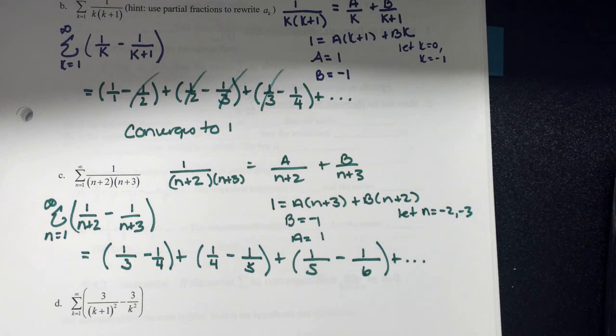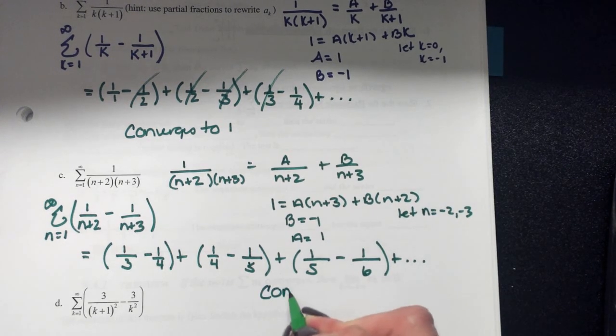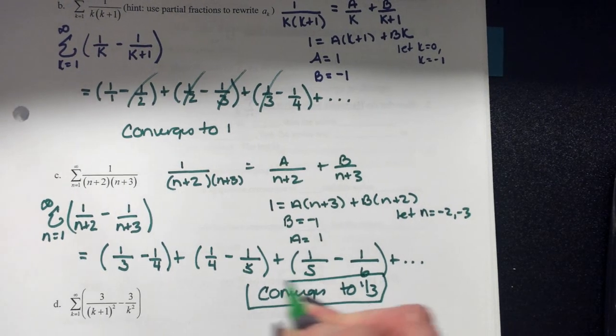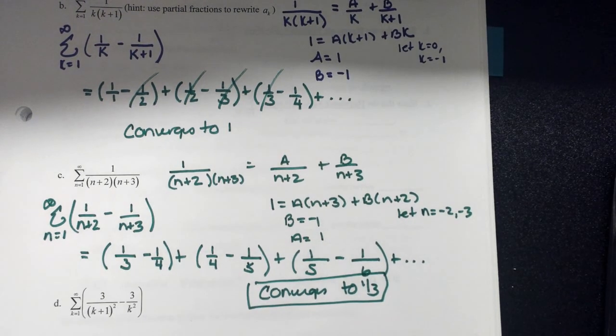What about for C? What is this going to converge to? 1/3. It's going to converge to 1/3. So the only term standing is 1/3. So it converges to 1/3. So like I said, guys, sometimes when you're asked to find the sum and it's not a geometric, but you see the fraction, you've got to split it up into the two smaller fractions, and do the partial fraction decomposition to find what the series is converging to.